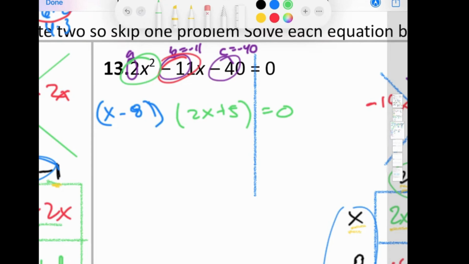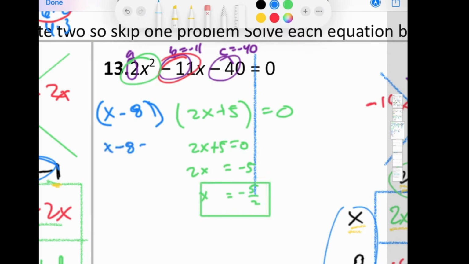All right, 2x plus 5 equals 0. Subtract 5 from both sides. 2x equals -5, divided by 2. x equals -5 halves. Oh yeah. Okay. x minus 8 equals 0. We're doing the zero product, where we're setting each of those binomials equal to 0. And add 8 to both sides, x equals 8.